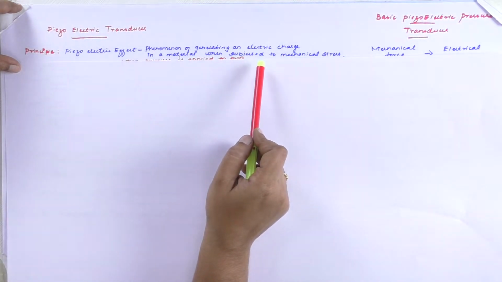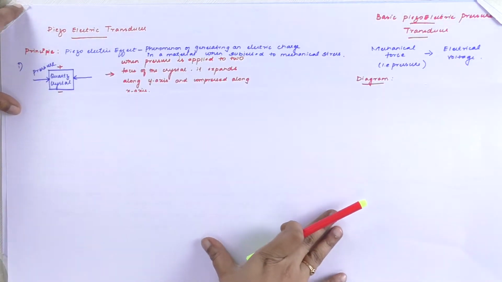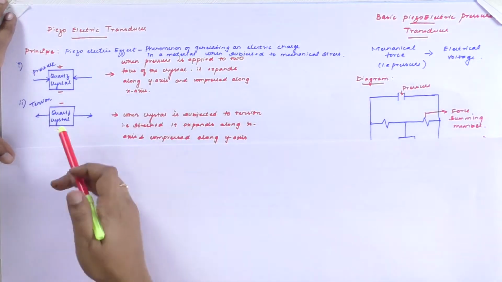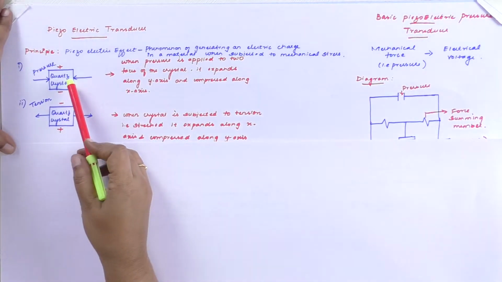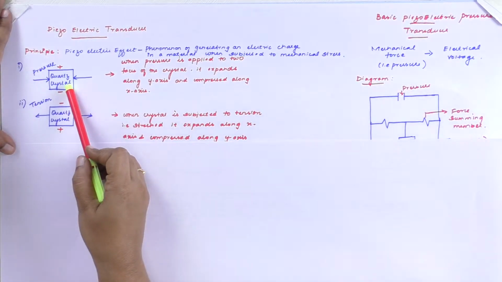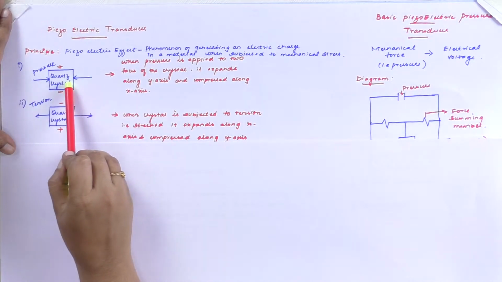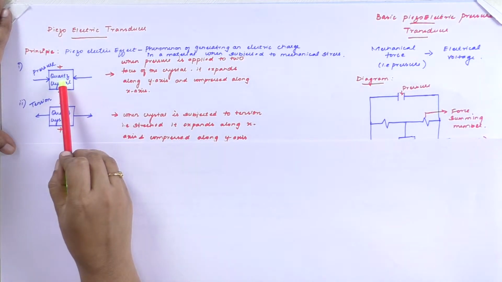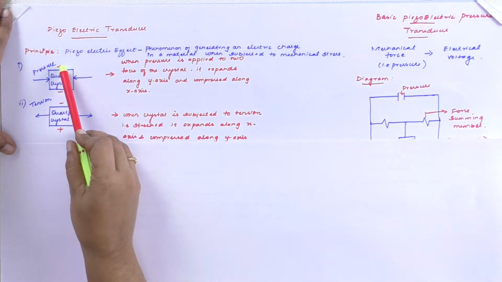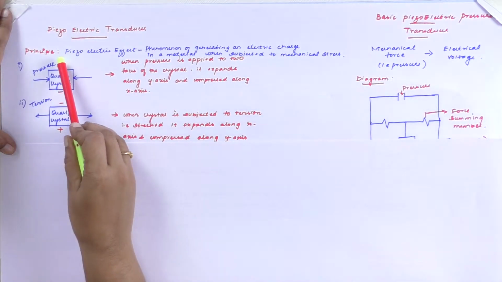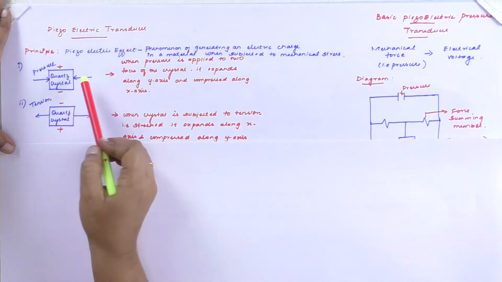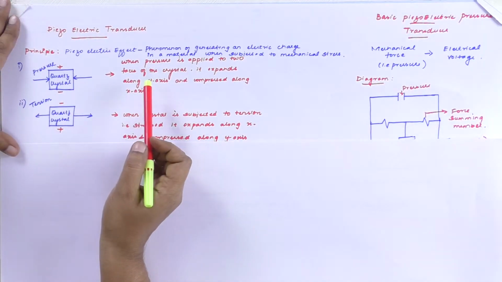Now let us see how the piezoelectric effect works. Now let us consider a non-conducting sample, that is, I am taking a quartz crystal. So when a pressure is applied to both the ends of this quartz crystal, what happens? The crystal will expand along this y-axis and it is compressed along this x-axis.